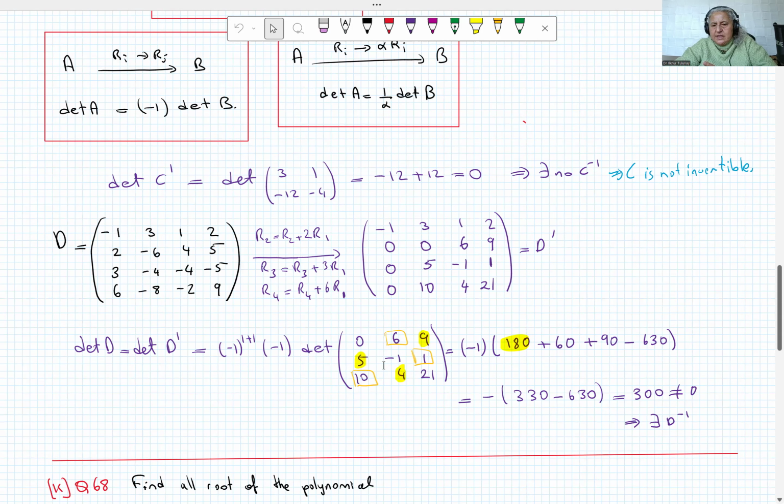And then the symmetry with respect to the opposite diagonal. This 1 times 4 times 0, that's 0. Now this is opposite diagonal. The symmetry with respect to the opposite diagonal will be 5, 6, 21, but that's negative because that's the symmetry with respect to the opposite diagonal. So this is why I have minus 360. If we calculate this one, we will have a positive number, which is not 0. So anything which is not 0 implies that there exists an inverse.